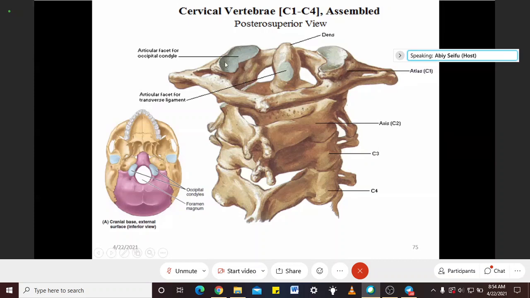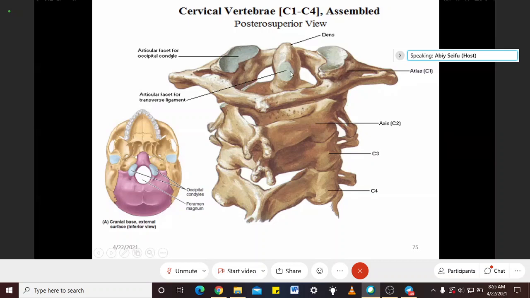Now there is a lateral mass at its junction, which has a superior articular facet that articulates with the condyles of the occipital bone. These are the condyles of the occipital bone that articulate with the superior articular surface of the lateral mass of C1, and this is a condylar type of synovial joint, which allows flexion and extension movement, as well as some lateral flexion. This condylar type of joint is called the atlanto-occipital joint.